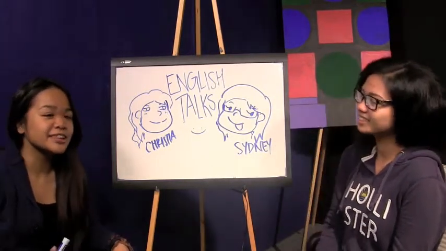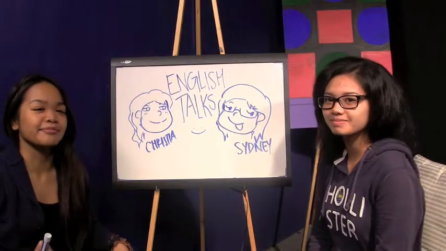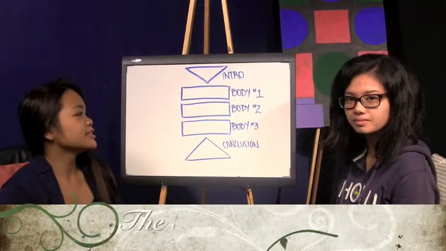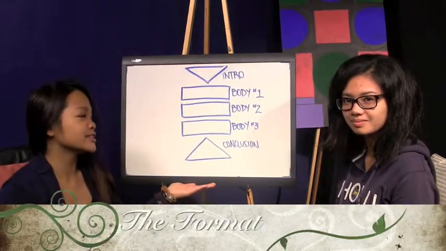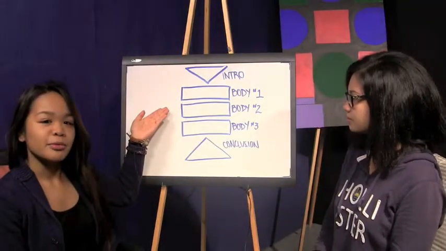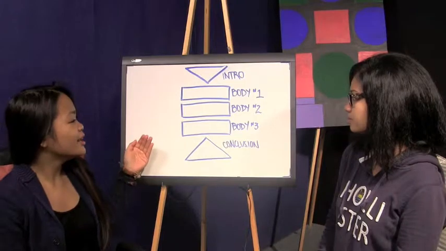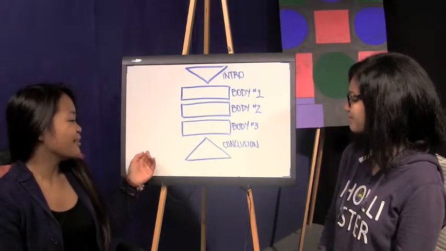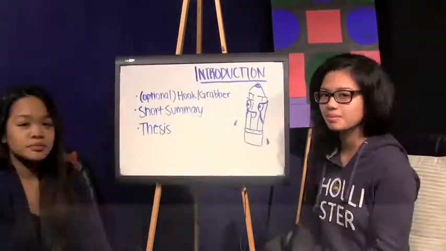So our topic today is how to write an essay. So this is the basic structure for most common essays. So we start with the introduction, body paragraph number one, body paragraph number two, body paragraph number three. And we end with the conclusion.